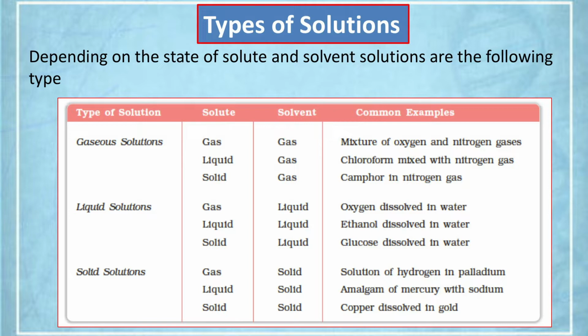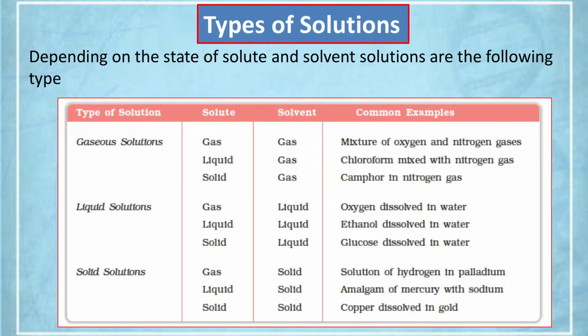Then solid solutions are also of 3 types, where gas is the solute and the solvent is solid, that is a solution of hydrogen in palladium, mostly a metallic catalyst used in organic reactions, reduction reactions. Solid solutions, liquid in solid: amalgam, mercury in sodium. Sodium amalgam is used as a reducing agent in many organic compounds. Then solid in solid, copper dissolved in gold, these are generally alloys.